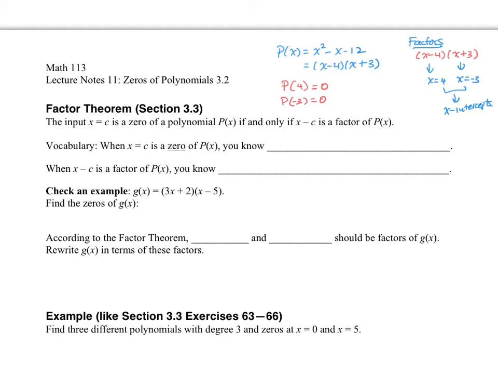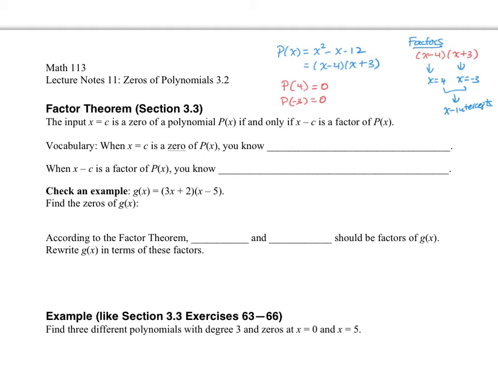So what the factor theorem actually says is the following: if p of 4 is equal to 0, that means that x minus 4 is a factor of this. It also means that if p of minus 3 is equal to 0, then x plus 3 is a factor. So this can be very useful to factor polynomials that may be a little tricky to factor.